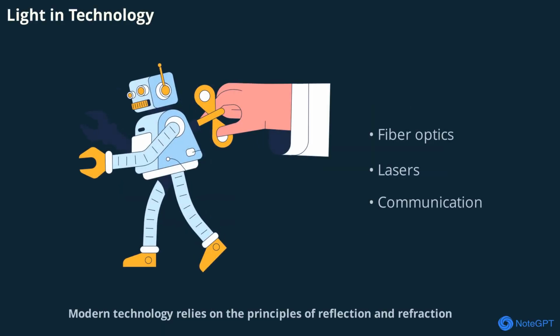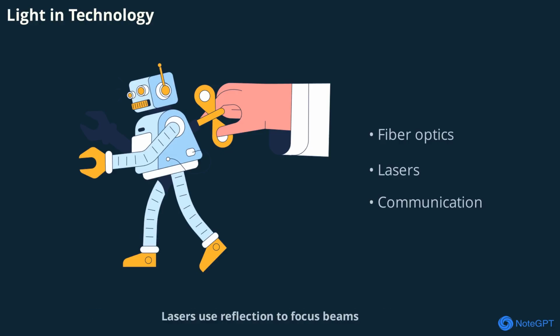Modern technology relies on the principles of reflection and refraction. Fiber optics use refraction to transmit data over long distances. Lasers use reflection to focus beams. Understanding light's behavior is crucial for developing new technologies and improving communication.